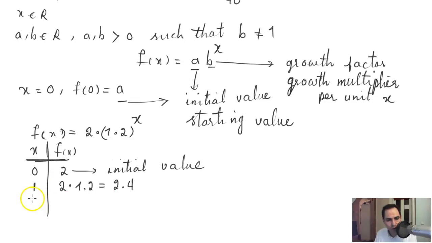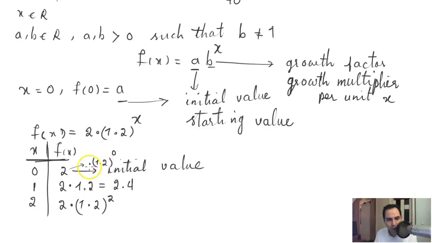If I make again another 1 unit of change to my input, again the same thing happens. It becomes 1.2 raised to the second power, so it becomes 2 times 1.2 raised to the second power. For example, here I have 2 times 1.2 raised to the 0th power. So it becomes 1, and then the output is only 2.